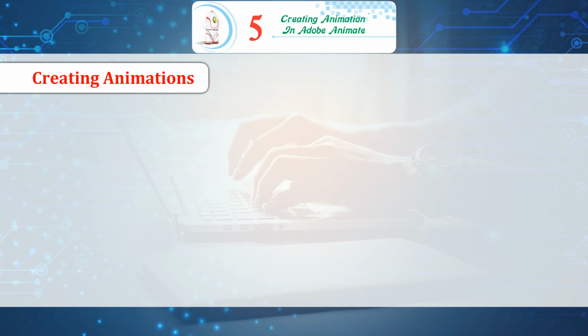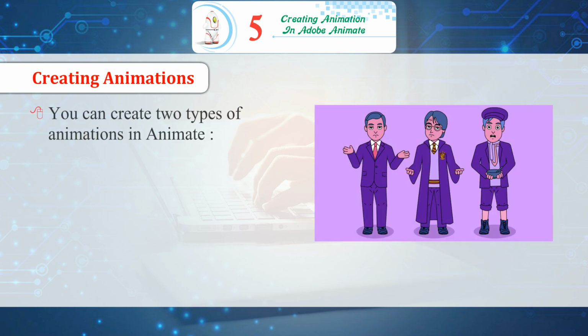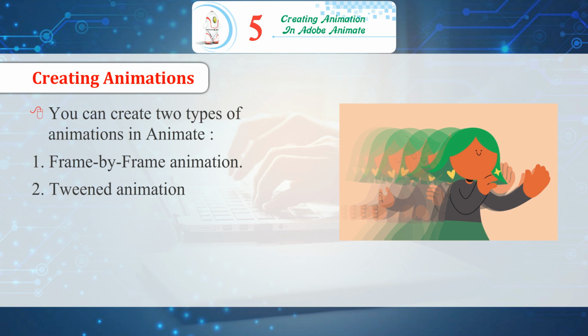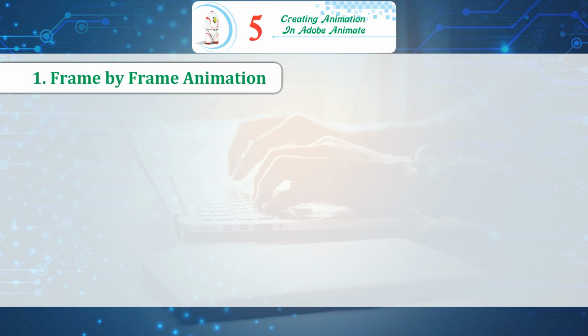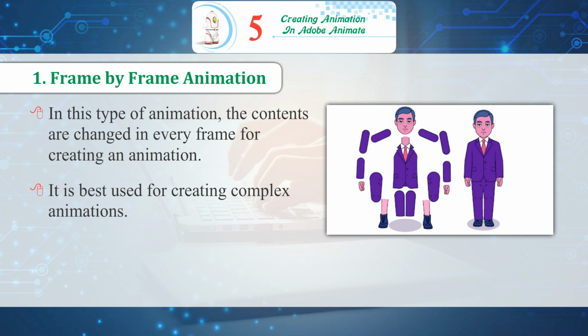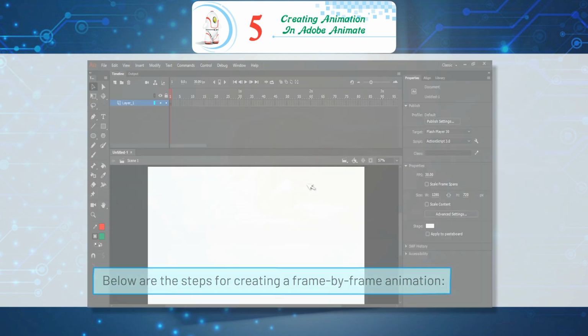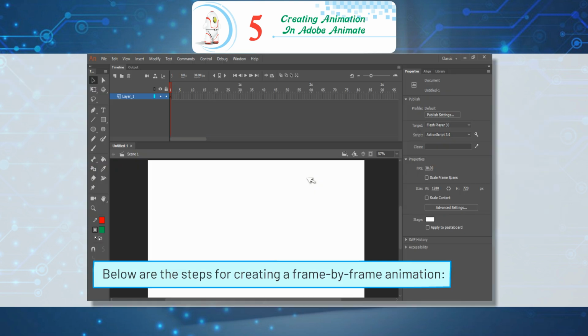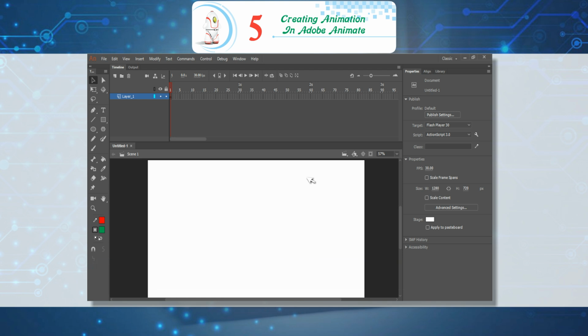Creating animations. You can create two types of animations in Animate. 1. Frame-by-frame animation. 2. Tweened animation. Let's learn about them. 1. Frame-by-frame animation. In this type of animation, the contents are changed in every frame for creating an animation. It is best used for creating complex animations. Below are the steps for creating a frame-by-frame animation.